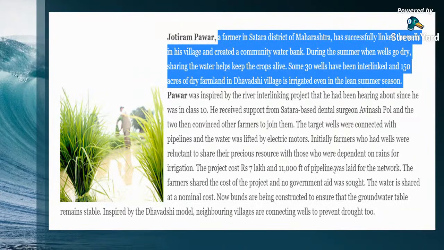So, a farmer in Satara district of Maharashtra had successfully linked the wells in his village and created a community water tank. What he has done is connect all the wells to the local rivers, and he started storing water. So when there were dry areas, when in the summer there was no water, from that water bank it has been circulated in all the wells so that people can use it.